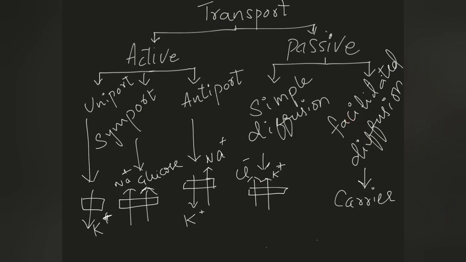The best example for facilitated diffusion is the movement of calcium ions, nothing but the calcium channel. If you observe here, the proteins which help in the transportation of active transport, we can call them pumps, the protein molecules which help in it.